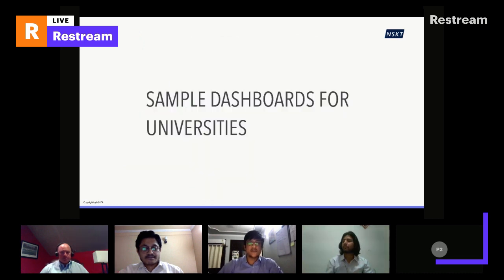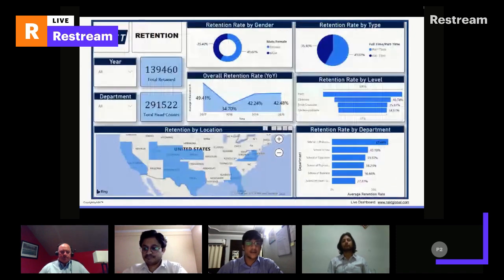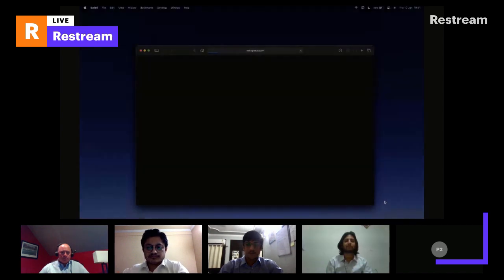Now we'll be moving on to some sample dashboards that we've created for universities. In these sample dashboards, we have three: student enrollment, retention, and marketing. What we're trying to show here is how, in all these three separate fields, a university can benefit from data analytics. Let's move on directly to the live dashboard.